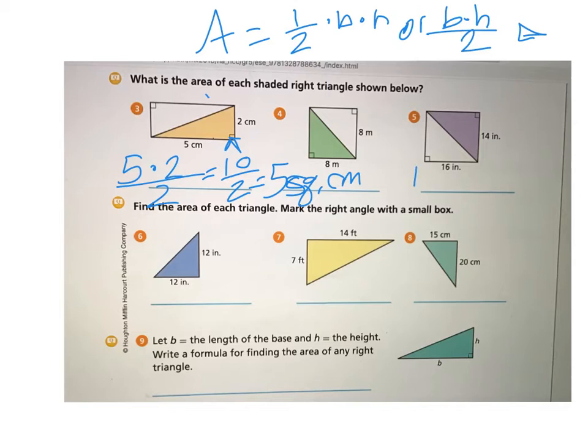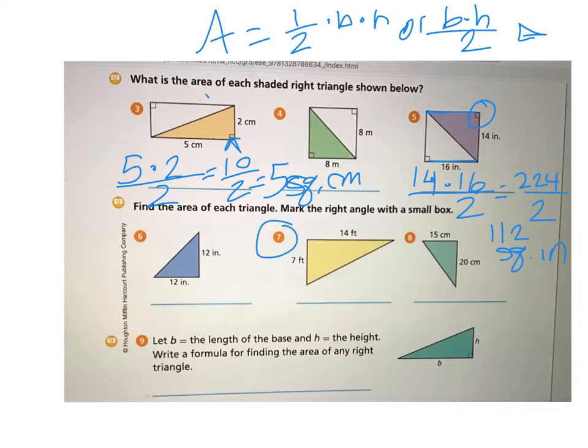So you should say 14, and we're looking at the base here, so remember this is the same as this, so I can say 14 times 16 divided by 2. So 14 times 16 is 224, divided by 2 gives me 112 square inches. All right, go ahead and do number 7.